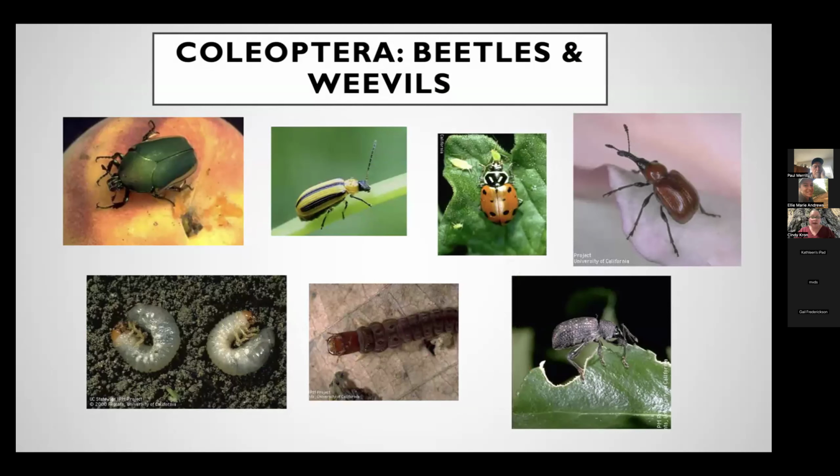Okay, Coleoptera, beetles, weevils. You probably recognize some of these. Here's your striped cucumber beetle. This is your ladybird beetle, scarab beetle. This is a type of weevil. This is the larvae of scarab beetles. So there's a wide range of beetles out there.